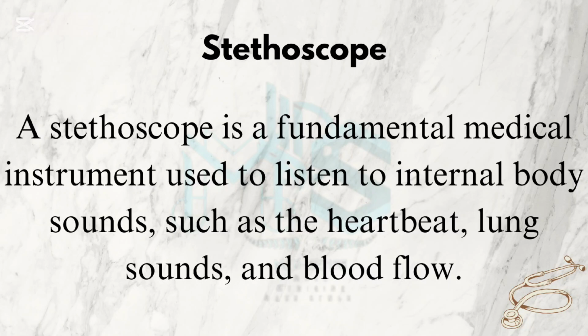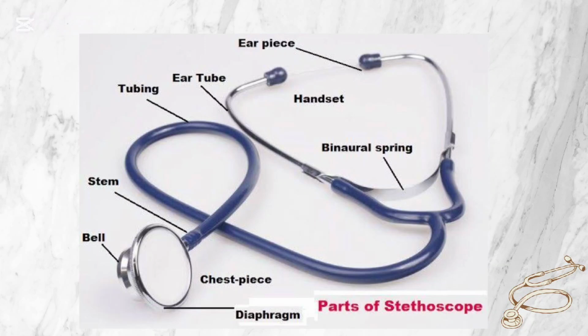Next, we are looking at a stethoscope. A stethoscope is a fundamental medical instrument used to listen to internal body sounds, such as a heartbeat, lung sounds, and blood flow. This is the parts of a stethoscope. Take note of it. It will always present in an instrument.